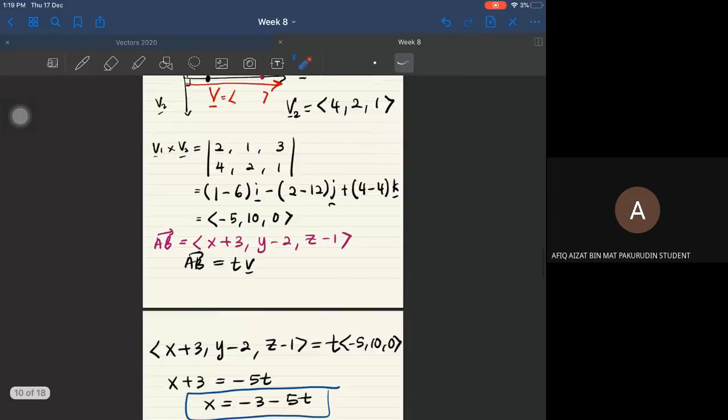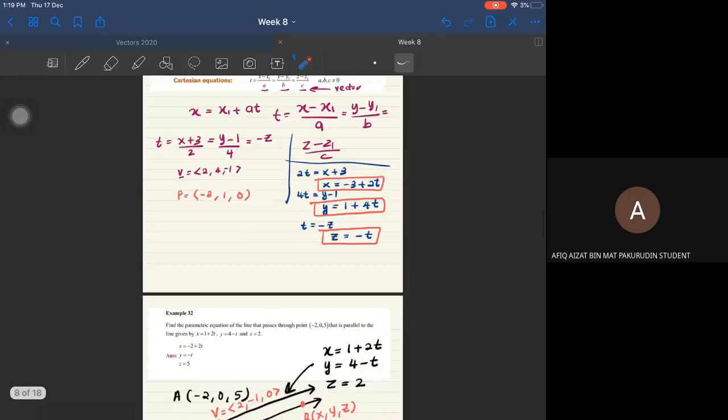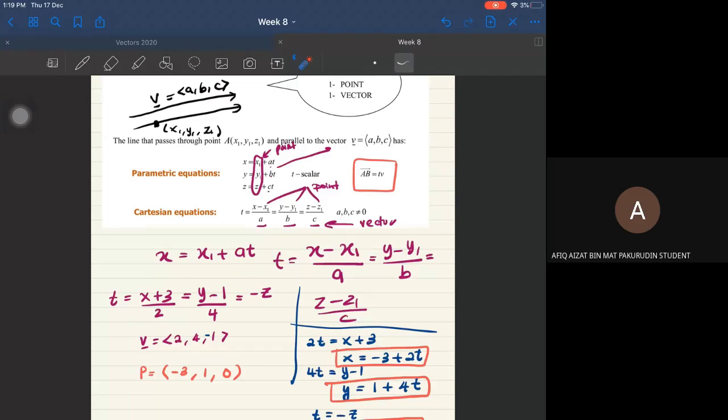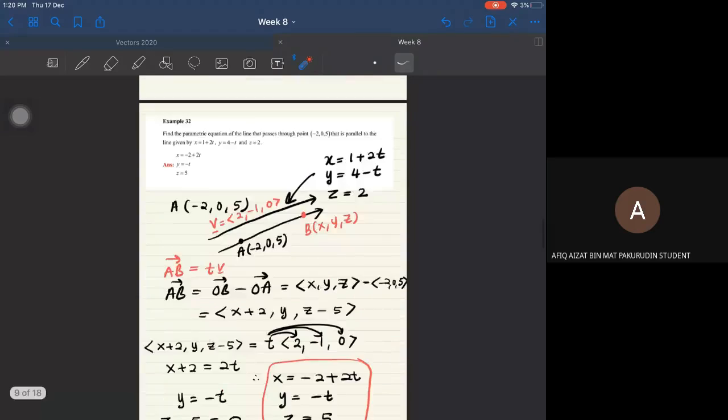Okay, and you kena tahu equation of line ni ada dua tadi. Kita boleh tulis dalam bentuk parametrik, kita juga boleh tulis dalam bentuk Cartesian equation. So kalau diberi kepada awak this equation or this equation, you mesti tahu mana satu point, mana satu vector. Tolong ingat ayat-ayat ini. Faham? Faham ni? Okay. So, that's all.